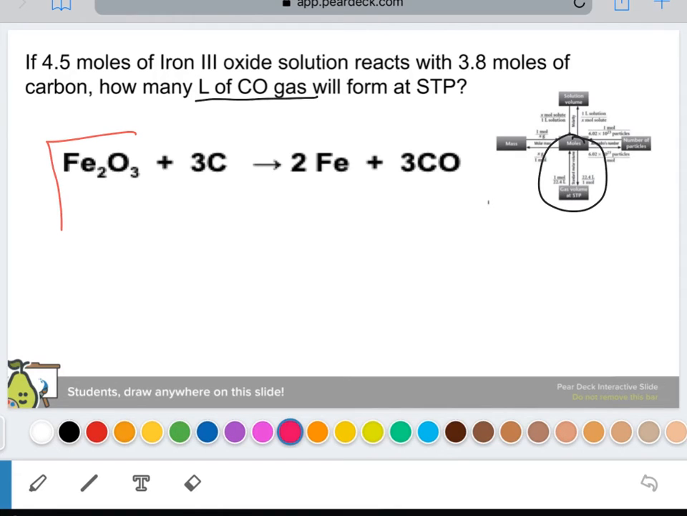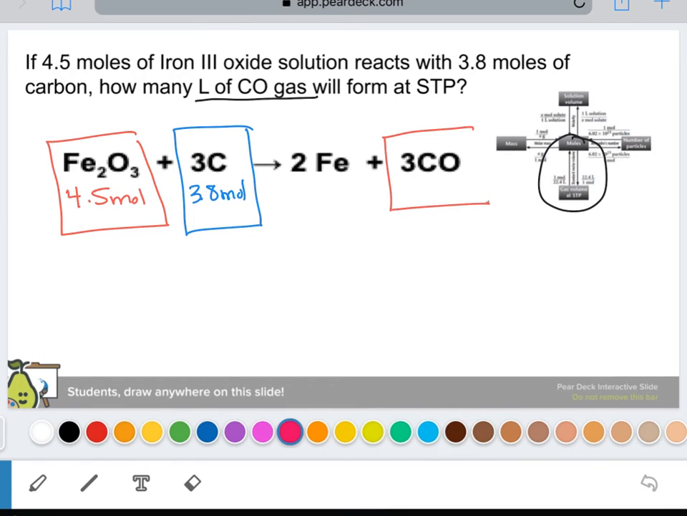So here I'm going to put a box around that reactant, 4.5 moles of that. And then I have information about my other reactant. I'm going to put that in a different color just to help me not get lost in the problem. So I have 3.8 moles of that. And so I can see that this is going to be another limiting reactant problem because it's asking me how many moles of carbon monoxide gas will form. So I have to figure out, if I use up all my 4.5 moles of Fe2O3, how many liters of this am I going to make?